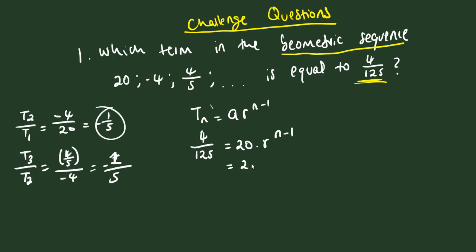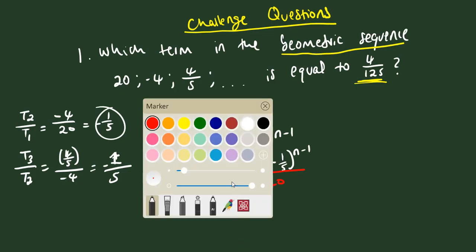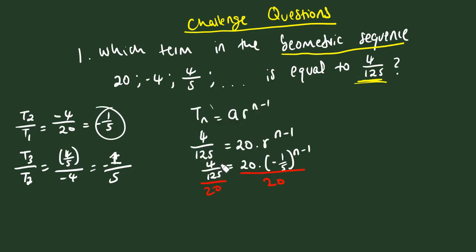So you're going to write here 20 times negative 1 over 5 to the power of n minus 1, equal to 4 over 125. All right, now you are looking for n. So firstly, you're going to remove this 20, and when you divide both sides by 20, remember to put this in brackets. When you divide, you're going to get 1 over 625, which is equal to negative 1 over 5 to the power of n minus 1.